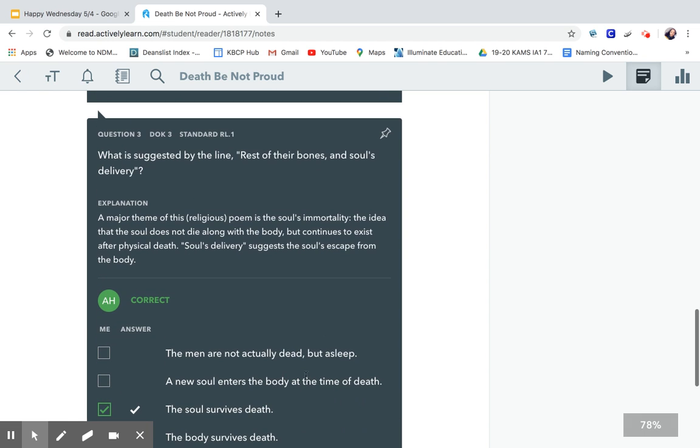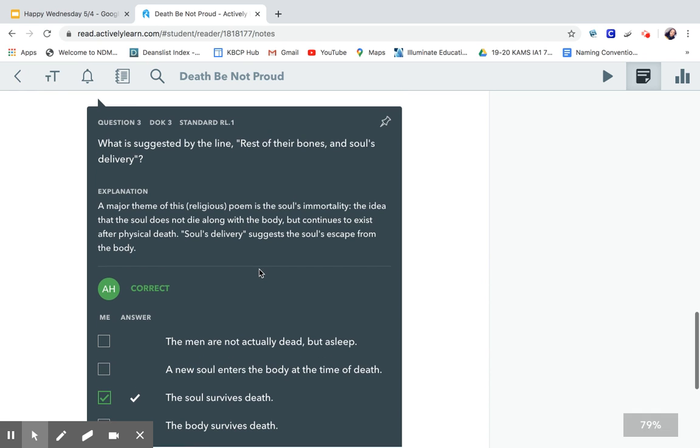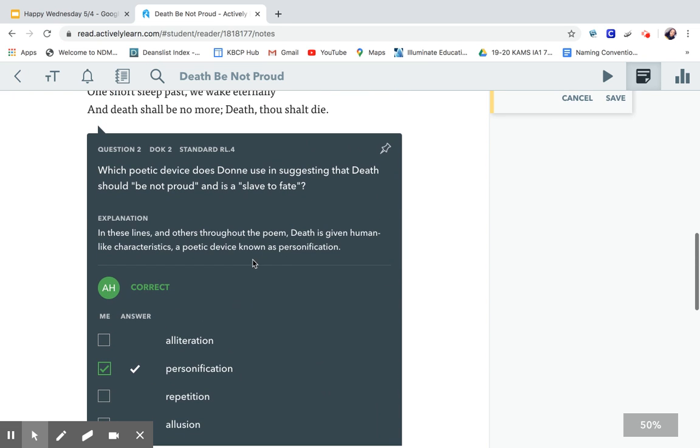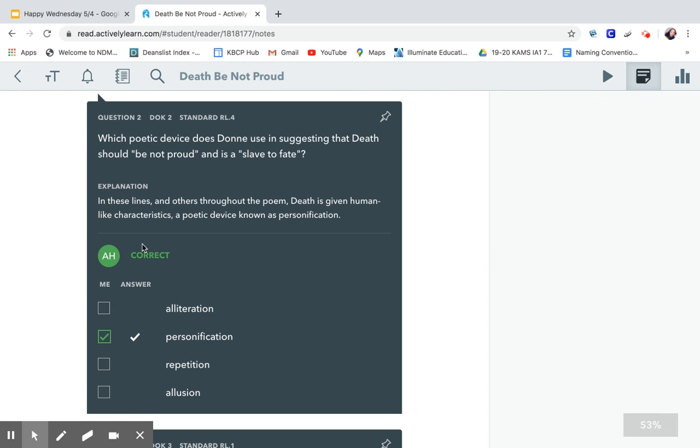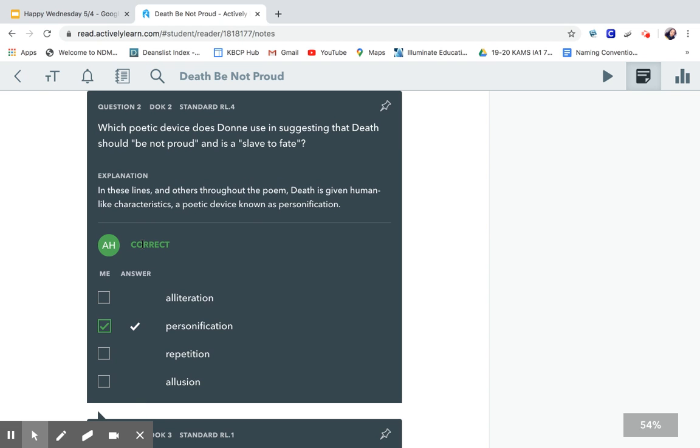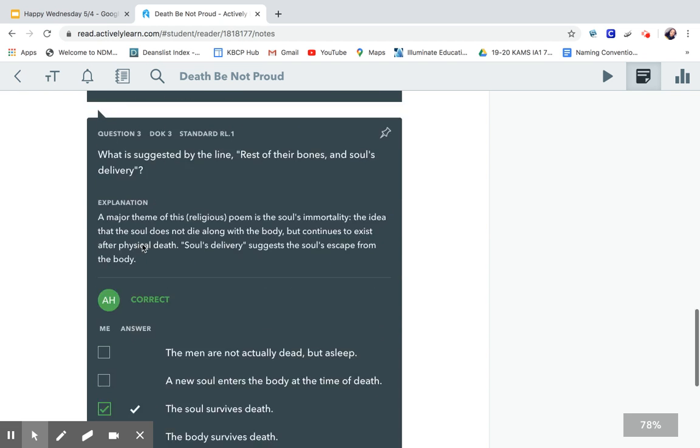So the explanation is that a major theme of this religious poem is the soul's immortality. The idea that the soul does not die along with the body, but continues to exist after physical death. Soul's delivery suggests that the soul escapes from the body. Nice. And the explanation for number two is that in these lines and others throughout the poem, death is given human-like characteristics, a poetic device known as personification, which I explained.